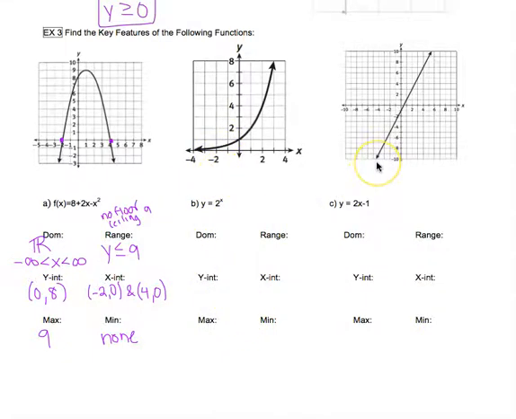All right, next one. This is what we call an exponential. Notice that it does not have x in the denominator of a fraction, and it doesn't have an x under a square root. So that means that my domain, again, is going to be negative infinity to infinity. This is just our way of saying that x can be anything.